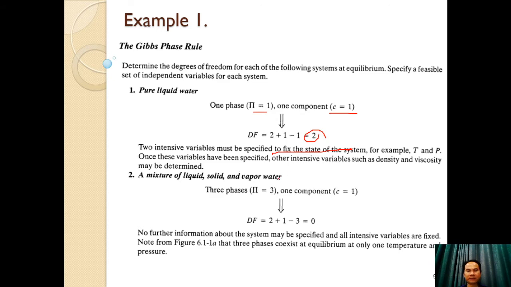For the next case, a mixture of liquid, solid, and vapor water. We have one component, water, but at equilibrium we have 3 phases: liquid, solid, and vapor. Here, 2 plus 1 component minus 3 phases equals 0. It is not necessary to specify any intensive property. This means the triple point.